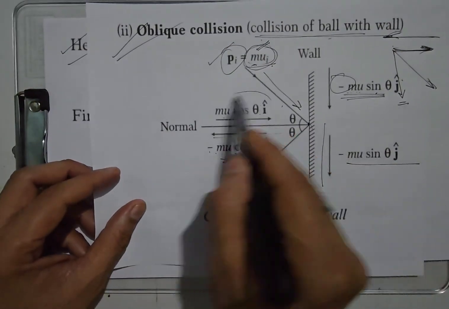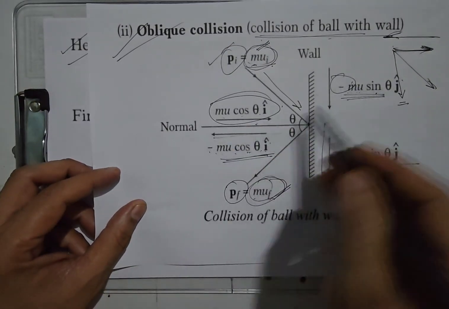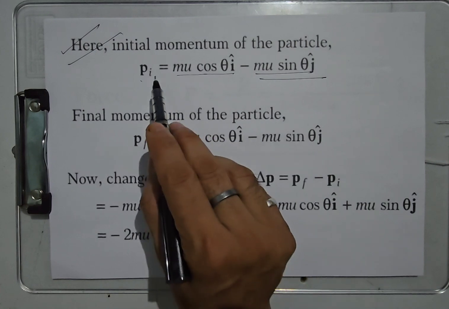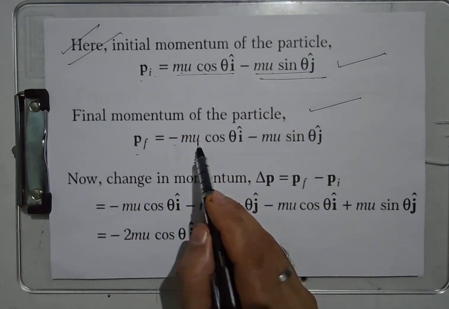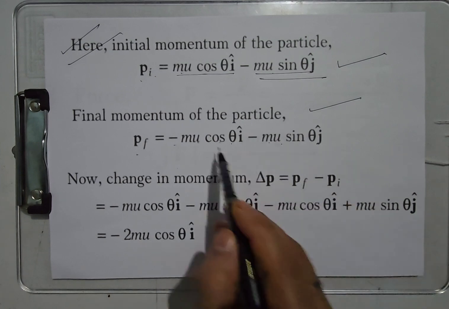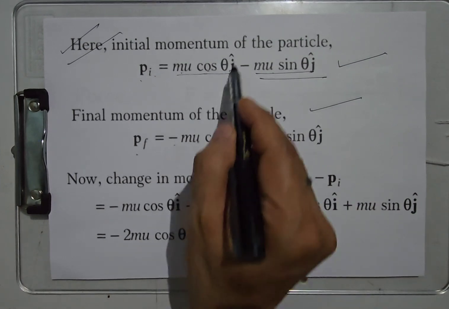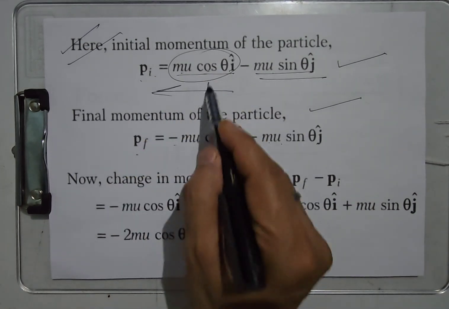ये m u cos theta i और m u sin theta j. So there are two components. So finally we are adding these two. So initial momentum is m u cos theta i minus m u sin theta j. फाइनल मोमेंटम क्या होगा? P f is equal to minus m u cos theta i and minus m u sin theta j, because in x direction, after Newton's third law, action this would be directed in the reverse direction. तो ये साइन नेगेटिव हो गया.